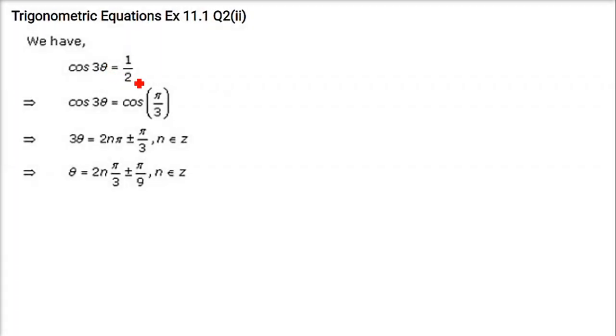Cos 3 theta equal to 1 by 2. Now half is nothing but cos 60 degree, cos pi by 3. So cos 3 theta will be equal to 2n pi plus minus pi by 3. Now divide both sides by 3. What do you get? 2n pi by 3 plus minus pi by 9. 3 into 3 is 9. Pi by 9.